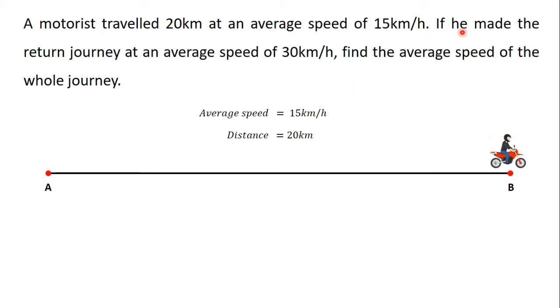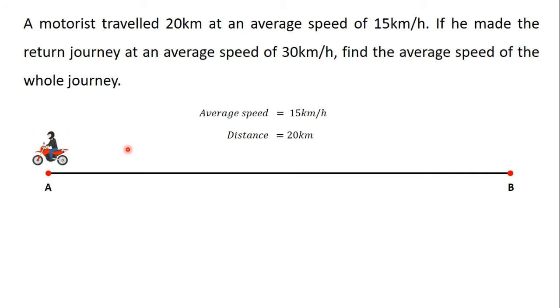After that, the motorist made the return journey. That is, he turned back to his starting position. So he returned to where he started from. This time, he moved at a speed of 30 kilometers per hour. But look at something here. When he was returning, he covered the same distance.